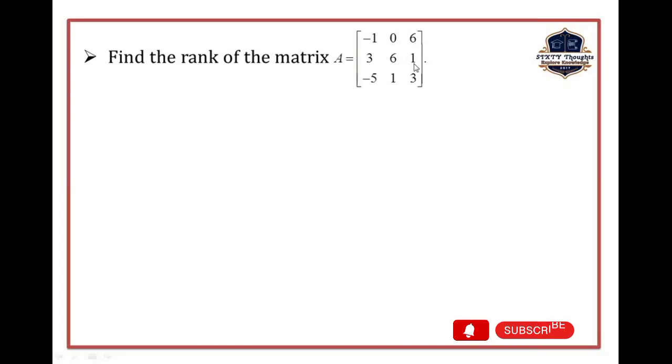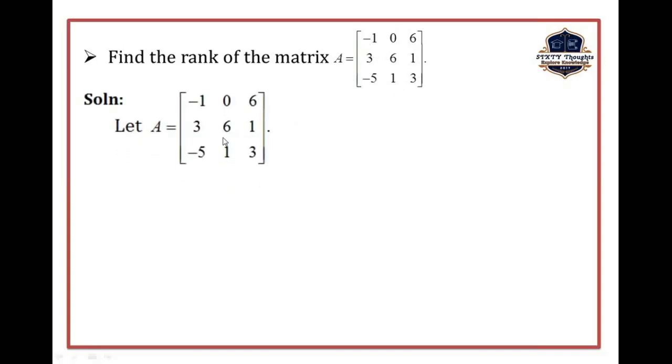How to find 1 or 2? We reduce this matrix. If we reduce this matrix, we get many 2 by 2 matrices. So we consider any one 2 by 2 matrix. Again, we find the modulus of A value. Then we get the answer.